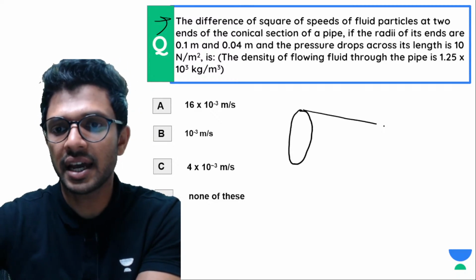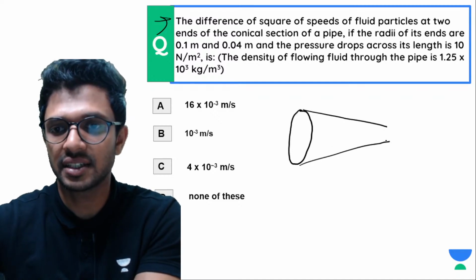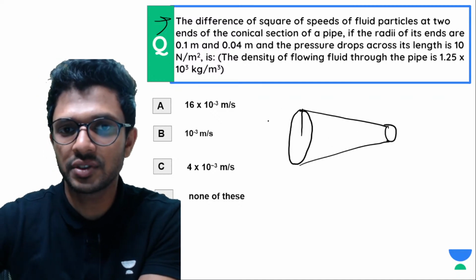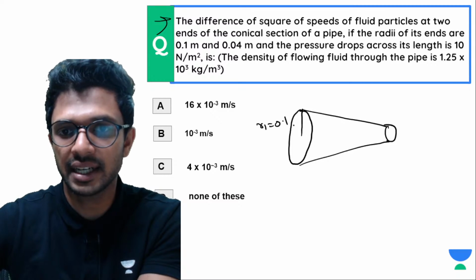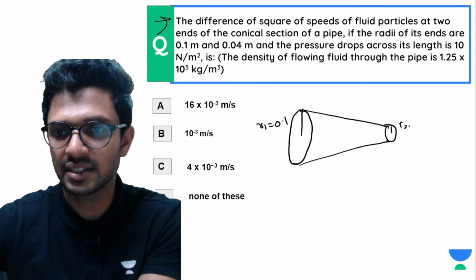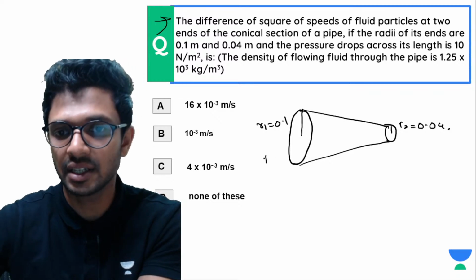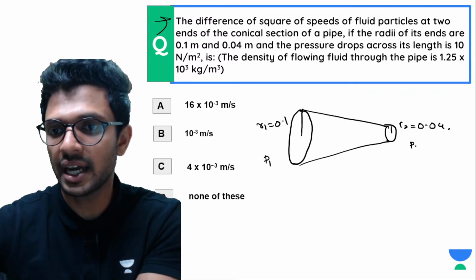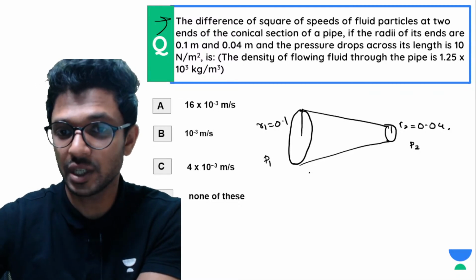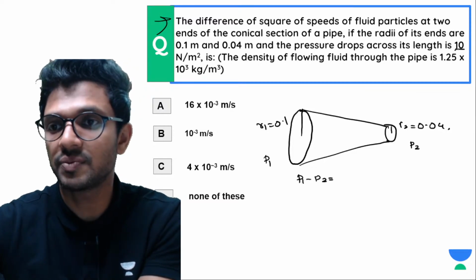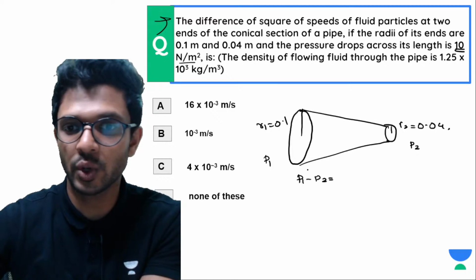Look, here we have a conical section like this and the water is flowing through it. The radius of this end R1, let me mark it as 0.1. If I mark this as R2, this is 0.04. Okay, what else is given? Pressure at this point P1, and the pressure at this point P2. P1 minus P2 value is given. How much? Look, 10 Newton per meter square.